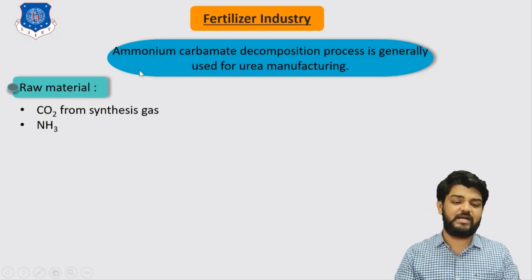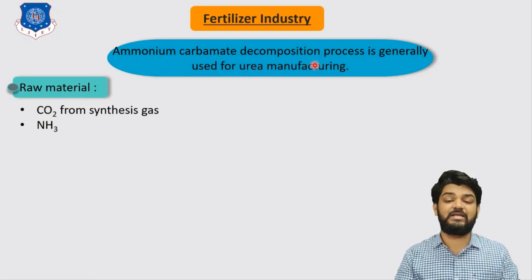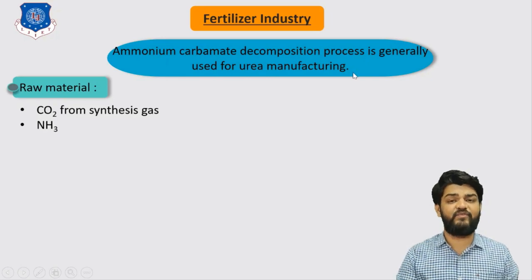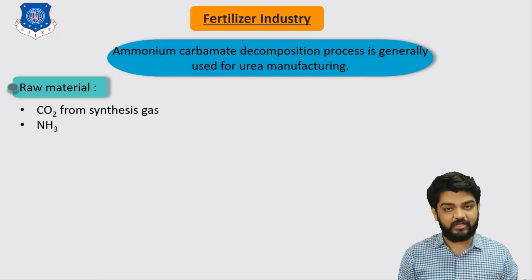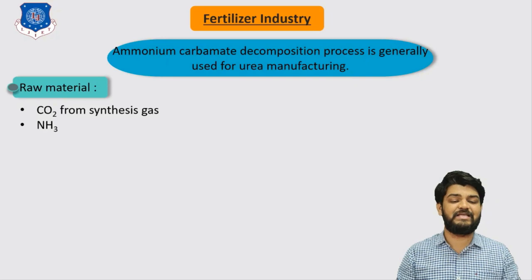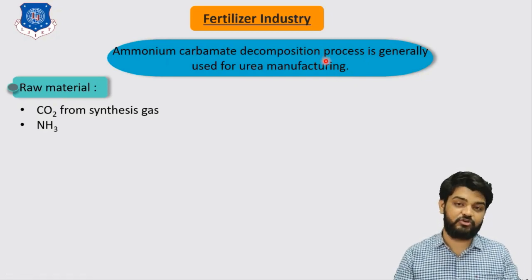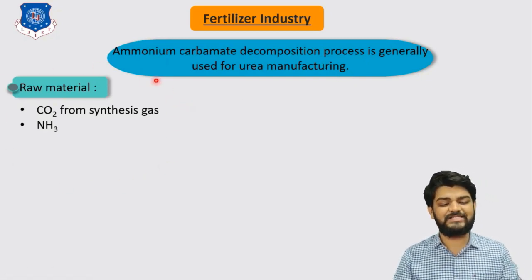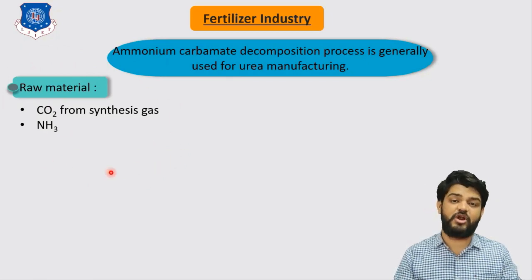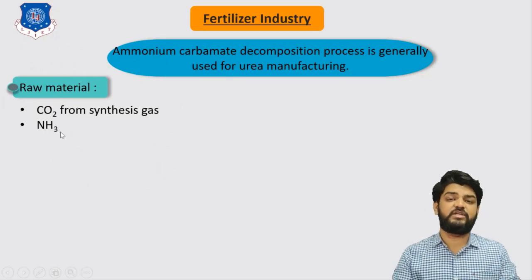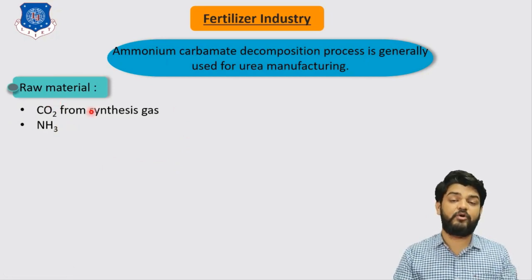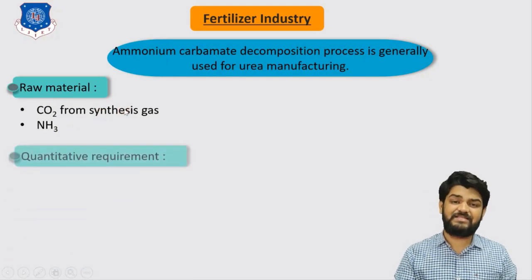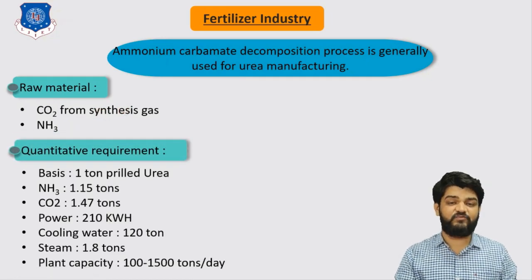Now, having said that, let's quickly move to the manufacturing method of urea. As you can see here, ammonium carbamate decomposition is the method that is generally used for the manufacturing of urea. So in order to manufacture urea from ammonia, we produce this ammonium carbamate product, right? And this process is also known as the ammonium carbamate decomposition process. So here on the screen, you can see the different raw materials required for the production of urea. Of course, your basic raw materials are ammonia and carbon dioxide that is derived from the synthesis gas, right?